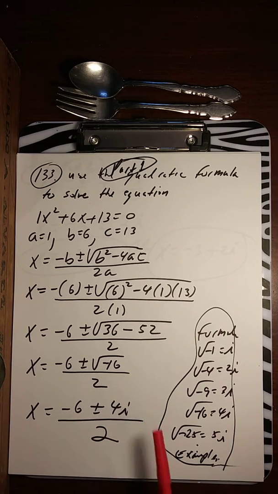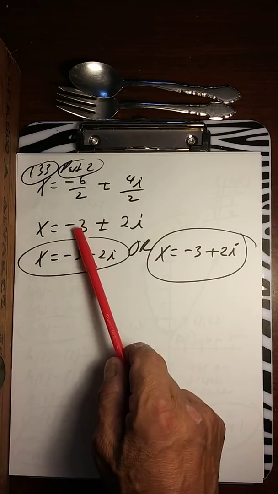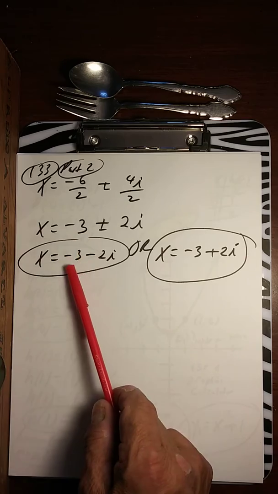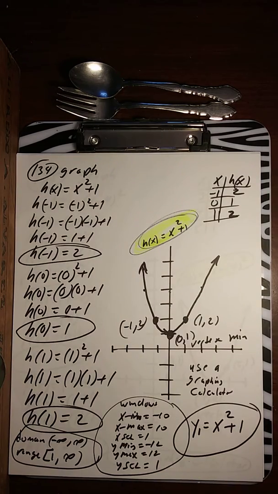So can I divide 2 into both of this? Yes. Two fractions. That one and that one. This divides this, negative 3. That divides that, 2i. Negative 3 minus 2i, negative 3 plus 2i.